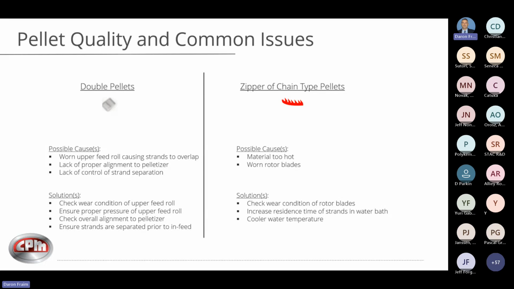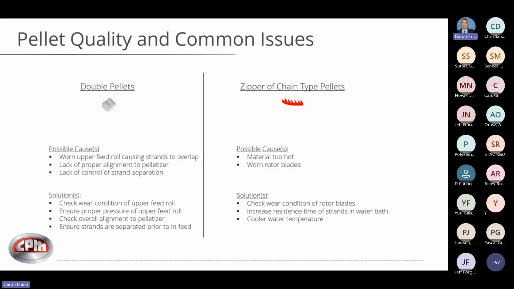This, again, could be an upper feed roll issue. You're not getting good control of the strands. They're tending to migrate and possibly touch one another, making contact. So they're going in quite warm and they can stick to one another, so you can see double side by side, what we call pellets. Lack of proper alignment could be lack of control of your strand separation upstream.